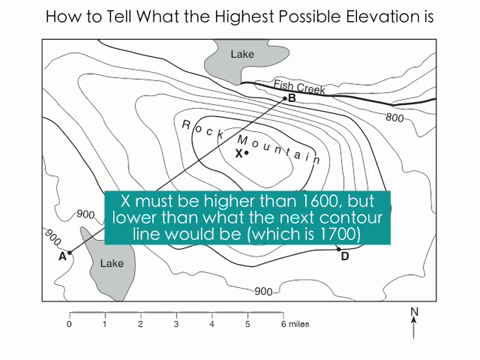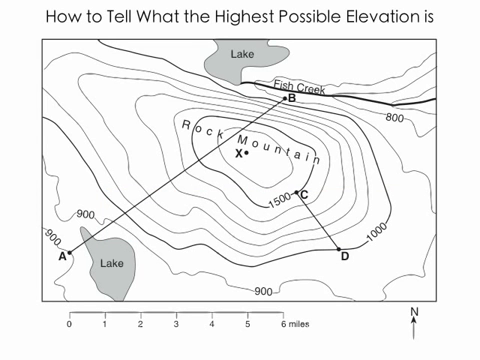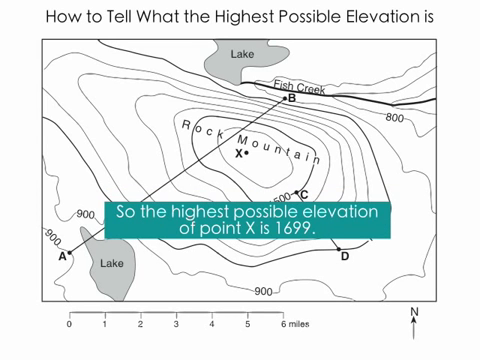Well, it must be higher than 1600 because it's within the 1600 contour line. But we also know that the value of X must be lower than what the next contour line up would be. So of course, since we're going up by 100, the next contour line would be 1700. But since it's not there, we know that point X must be less than 1700, which tells us that X must be somewhere in between 1600 and 1700, making the highest possible elevation of X 1699 units.